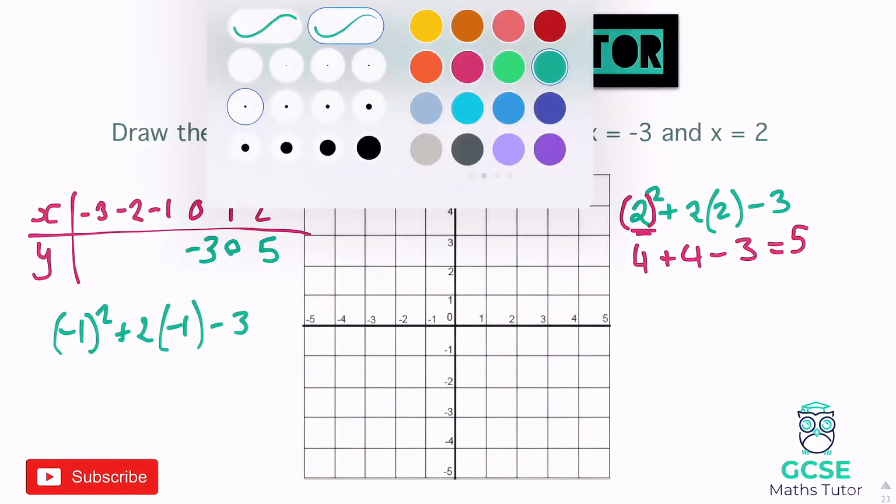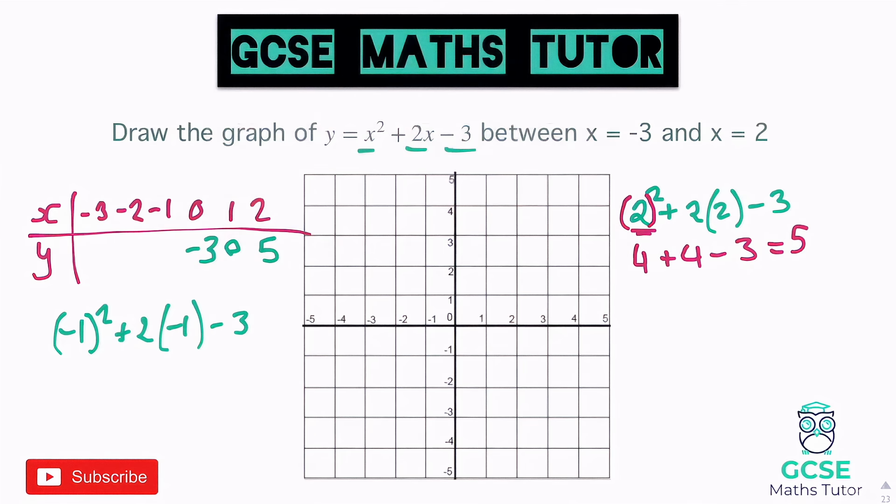Now the reason you have to put this in a calculator with brackets is because if you put -1 squared without the brackets, it will give you the answer -1. It will square the 1 and put the negative with it, rather than doing -1 times -1. Squaring a negative number makes it positive, so (-1) squared is 1, add 2 times -1 is -2, and take away 3. So 1 take away 2 is -1, take away 3 is -4, so we get -4 for that one.